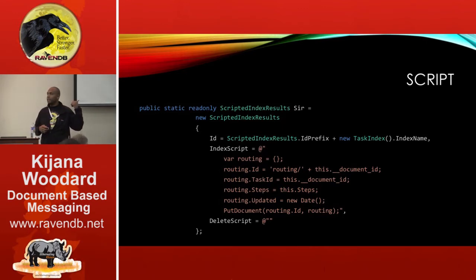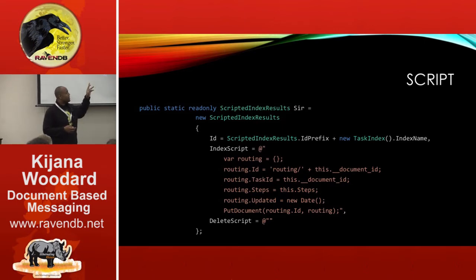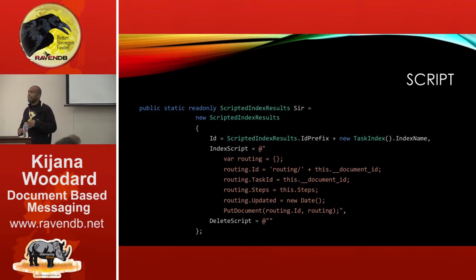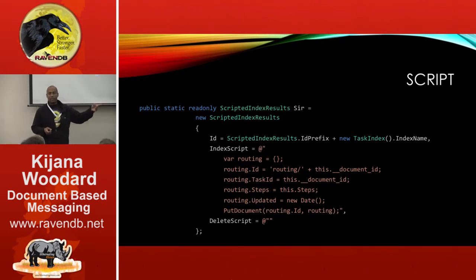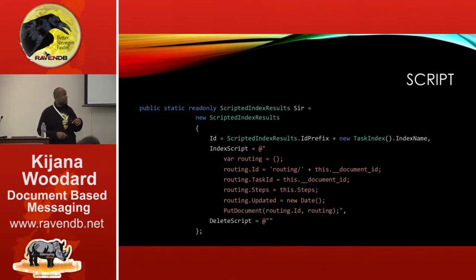The script itself is JavaScript. So I'm creating a new object, and I'm assigning the ID of this object to routing/ plus the document ID of the task. Then the task ID is just a reference, so I know what the original task was. Set the steps, set the updated date, and then I put document, which is storing this thing that I just created. And I thought it was pretty cool that I could just, in JavaScript, create an object with brackets, and then put it in, and Raven was like, okay, that's cool.